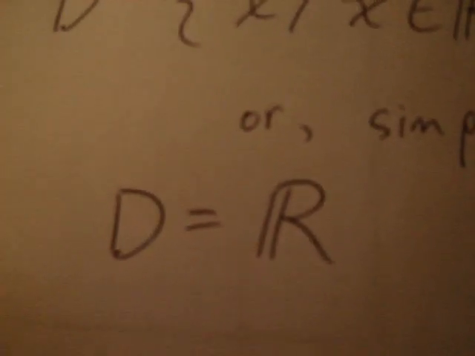Or more simply, we can state the domain is the set of all real numbers. Similarly, the range is the set of all y such that y is an element of the reals, or more simply, the range is the set of all real numbers.